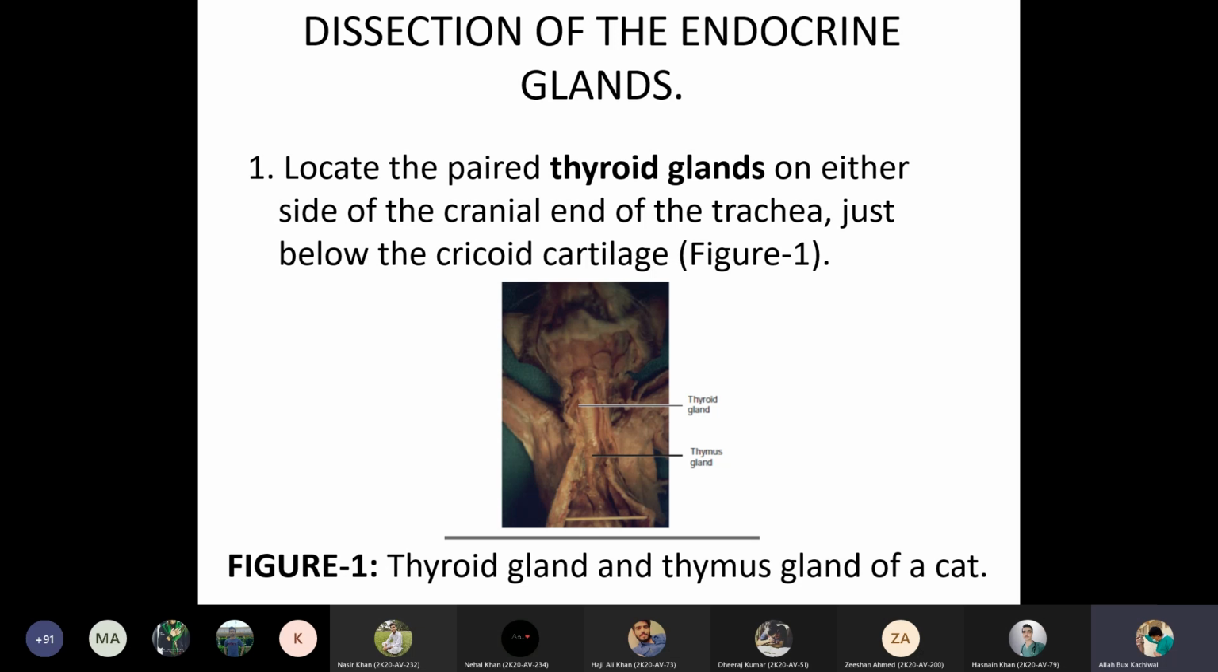The thyroid gland is located on either side of the cranial end of the trachea, just below the cricoid cartilage.